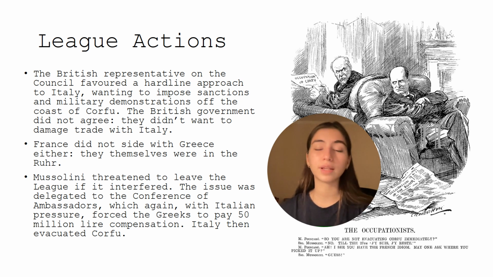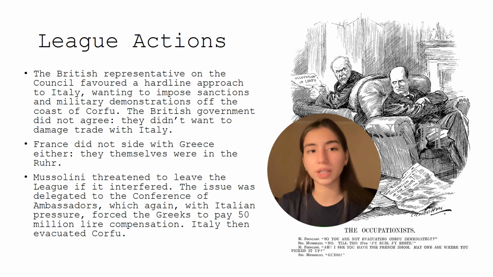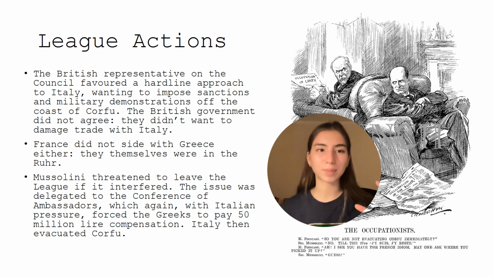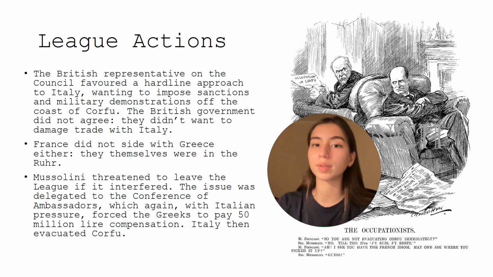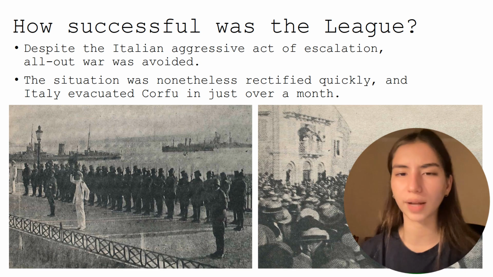Mussolini threatened to leave the League if it intervened in Corfu, and the issue was delegated to the Conference of Ambassadors. Italy was a very important member of the Conference of Ambassadors, and the Italians pressured the Greeks to pay 50 million lire, which was as much as the original terms of the ultimatum, as a compensation. And then Italy evacuates Corfu when the Greeks have paid in September of 1923.